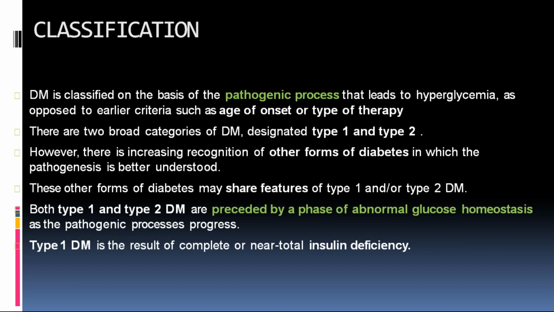So both type 1 and type 2 diabetes are preceded by a phase of abnormal glucose homeostasis as the pathogenic process progresses. So always, when it is a full-blown diabetes, before it emerges as overt diabetes, there is a phase of abnormal glucose homeostasis going on in the body before it presents as overt diabetes mellitus. Okay, so type 1 diabetes mellitus is the result of a complete or near total insulin deficiency.